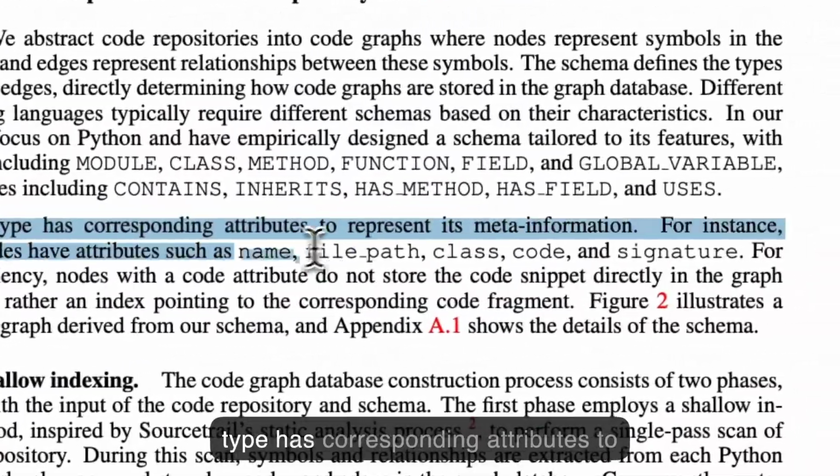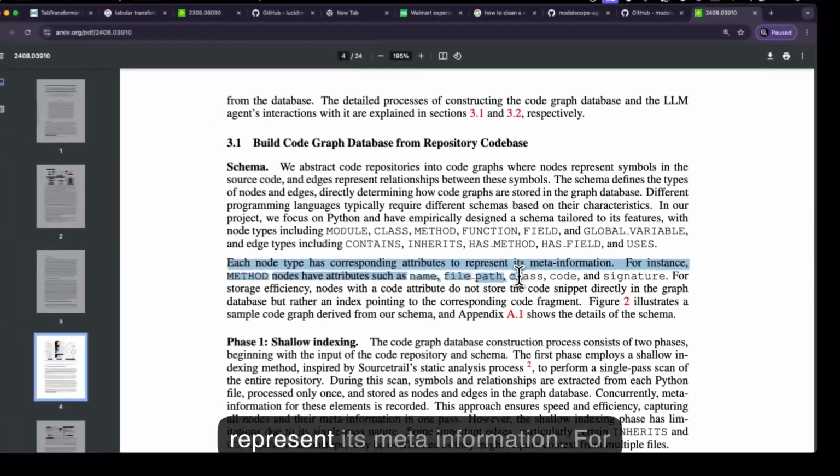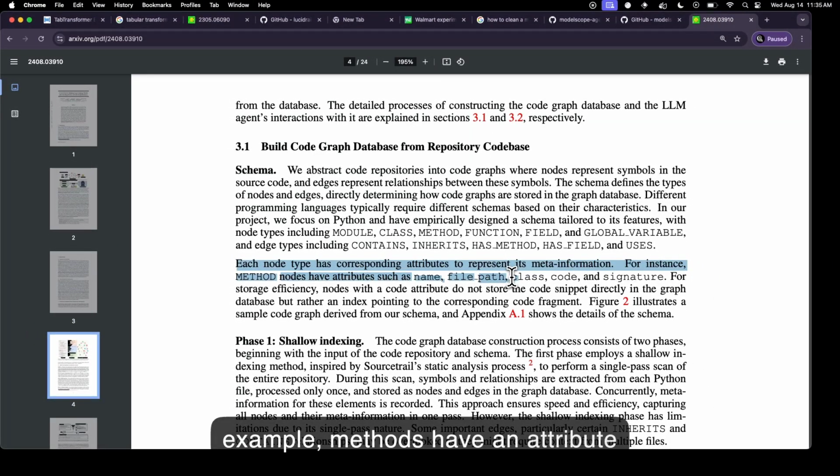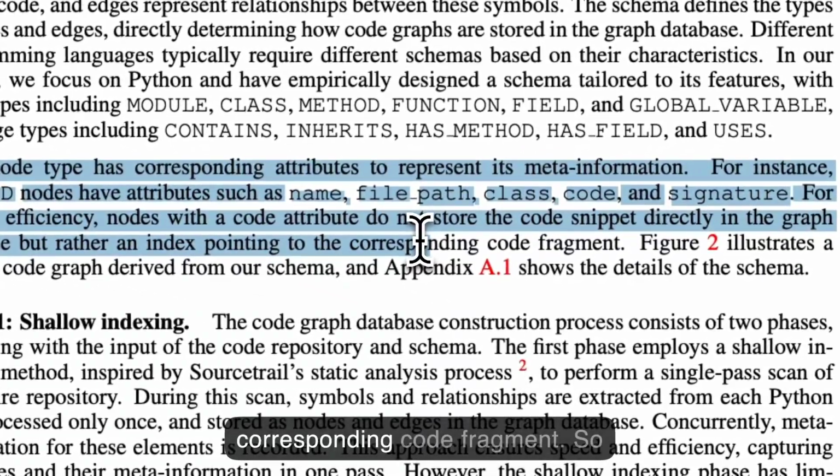Each node type has corresponding attributes to represent its meta information. For example, methods have attributes such as name, file path, class, code, signature. For storage efficiency, nodes with a code attribute do not store the code snippet directly, but rather an index pointing to the corresponding code fragment.